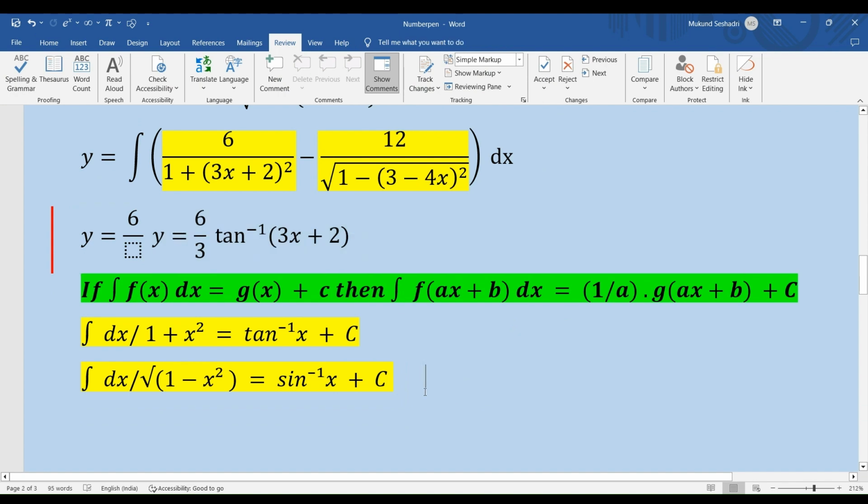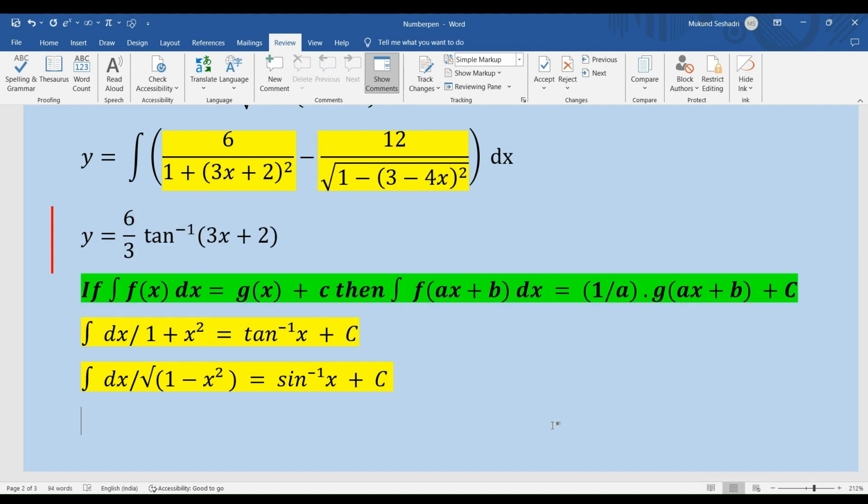Then I have my integral of f of (ax plus b), which in this particular case is integral of dx divided by square root of 1 minus (3 minus 4x) the whole square. And if I equate my ax plus b to 3 minus 4x, what is my a? My a is minus 4 and my b is 3. And the answer to that will be 1 by a times g of (ax plus b). And what is my g of (ax plus b)? It is nothing but sine inverse of 3 minus 4x, right? So I'm going to write the answer using that.